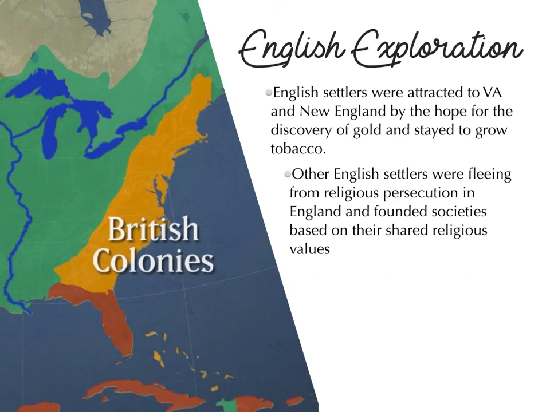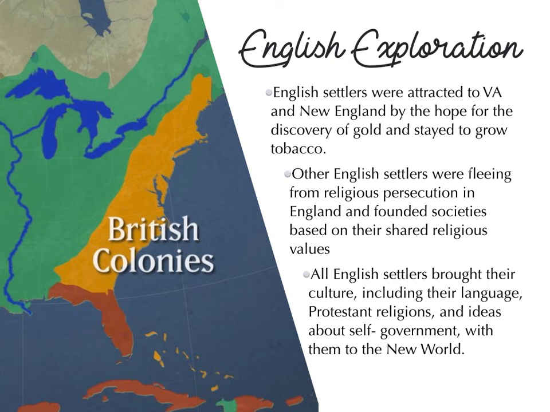Other English settlers were fleeing from religious persecution in England and founded societies based on their shared religious values. So you have people like the Puritans, who are also called the Separatists, and the Pilgrims came over here for religious freedom as well. Okay, and a lot of other colonies were established for religious freedom, like Maryland for Catholics.